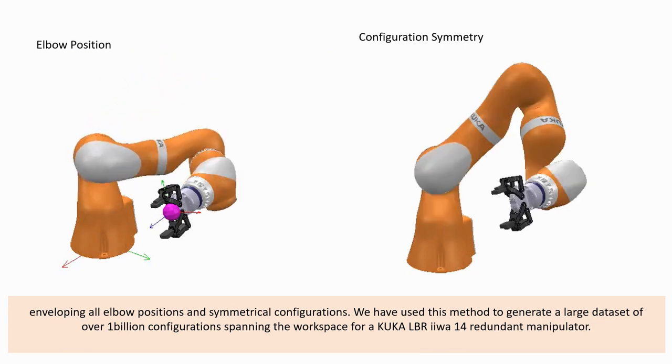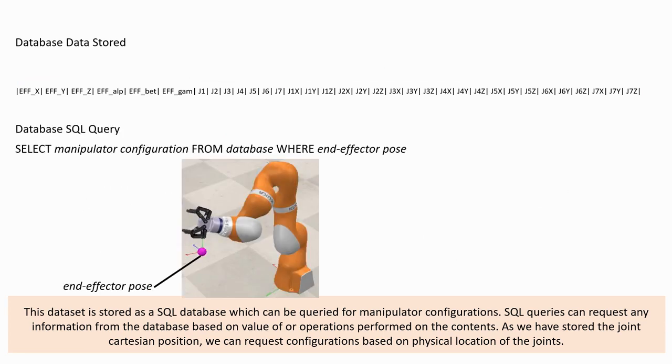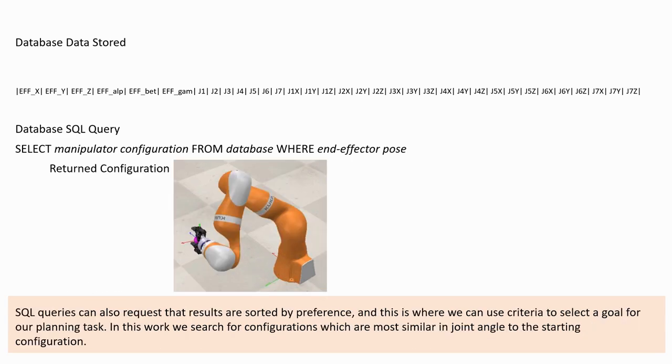We have used this method to generate a large dataset of over 1 billion configurations spanning the workspace for a KUKA LBR iiwa 14 redundant manipulator. This dataset is stored as a SQL database, which can be queried for manipulator configurations. SQL queries can request any information from the database based on value of or operation performed on the contents. As we have stored the current Cartesian position, we can request configurations based on physical location of the joints.